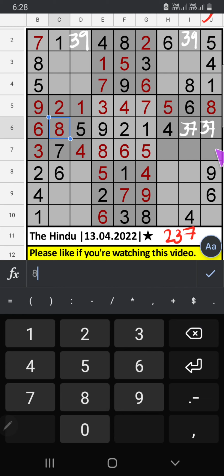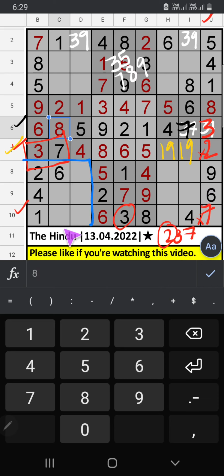Column J, 3 numbers are remaining: 2, 3, 7. 7th row, we have 3 and 7, so 3 and 7 can't come in this cell, it will come in one of the 2 cells. 10th row, we have 3, so 3 can't come in this cell, 3 is confirmed here. Then 7 is here. Then only one number is remaining, 2, 2 is confirmed here. 6th row, only one number is remaining, 7, 7 is confirmed here. 7th row, 2 numbers are remaining, 1 and 9. It will come in any one of the cells, we will confirm later.